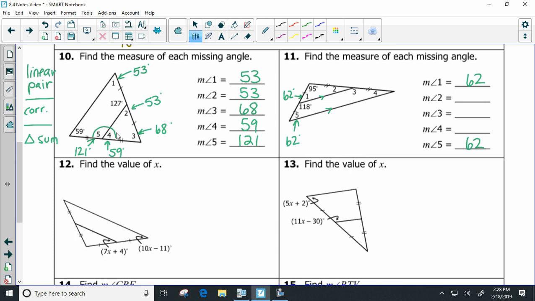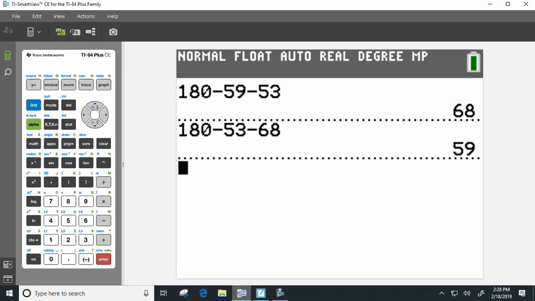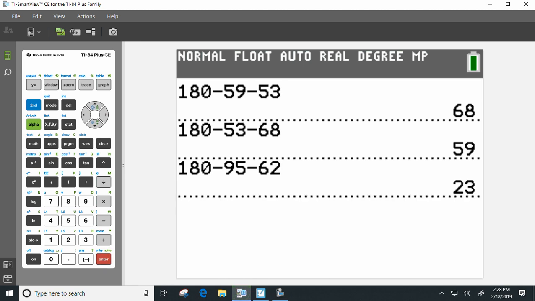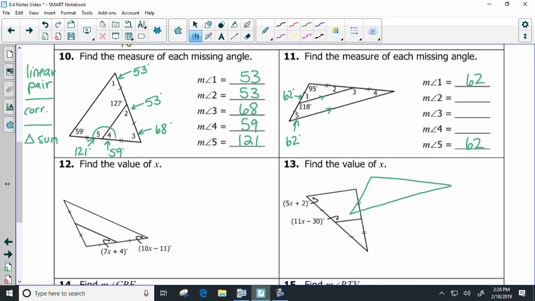So now my big triangle right here has 3 angles: 95, 62, and angle 4. So 95 and 62. Subtract them, I get 23. Means angle 4 is 23 degrees.